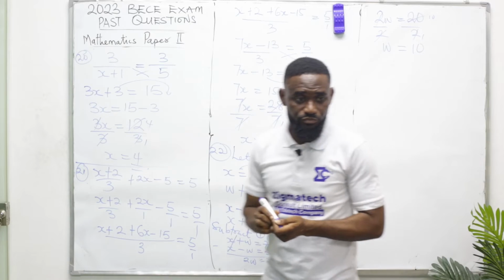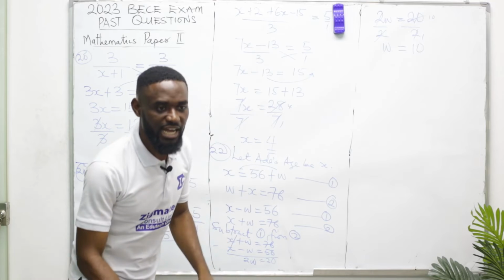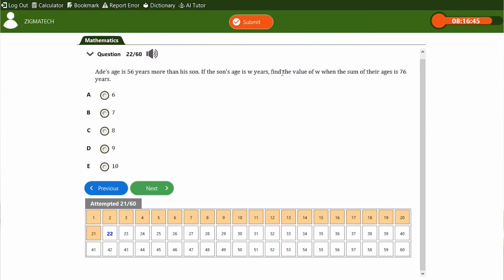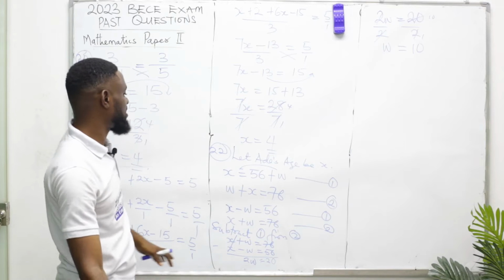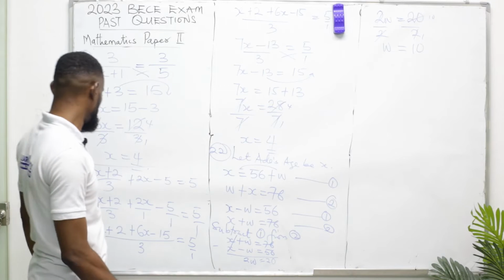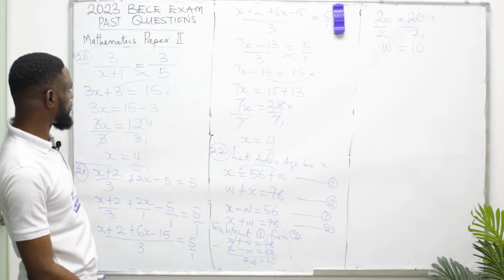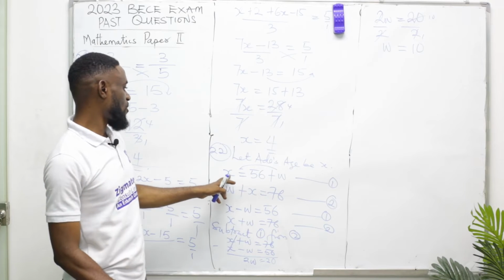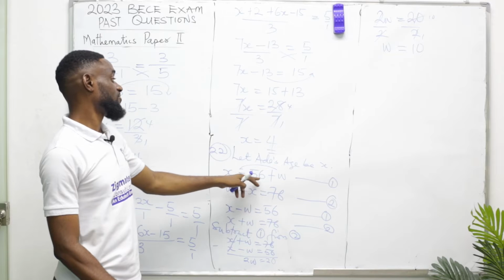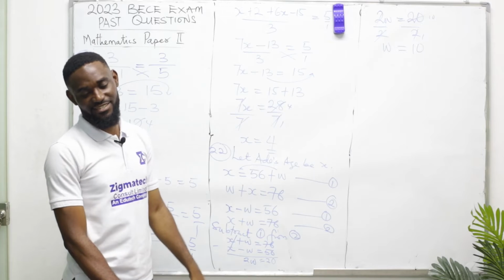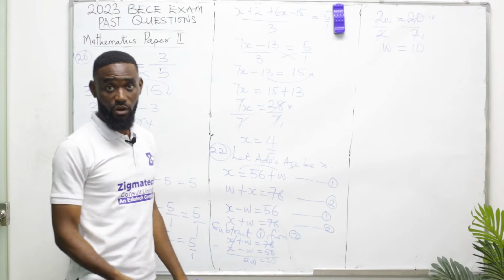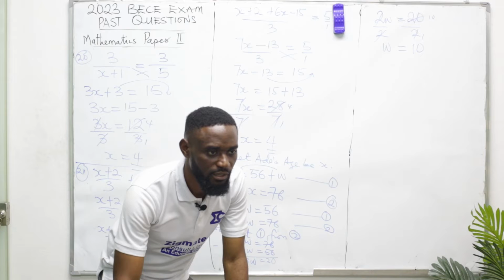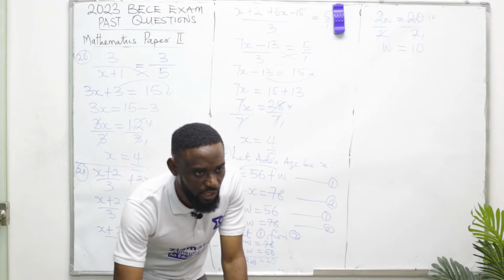So W is equal to 10, because they ask us to find the value of W when the sum of their ages is what? So the value of W is equal to 10. There's no need to find the value of X. To find the value of X, just put in the real age of the father, 56 plus 10, that is 66 years. So the father is 66 years while the son is 10 years. So W is 10. That is option E, our correct option.